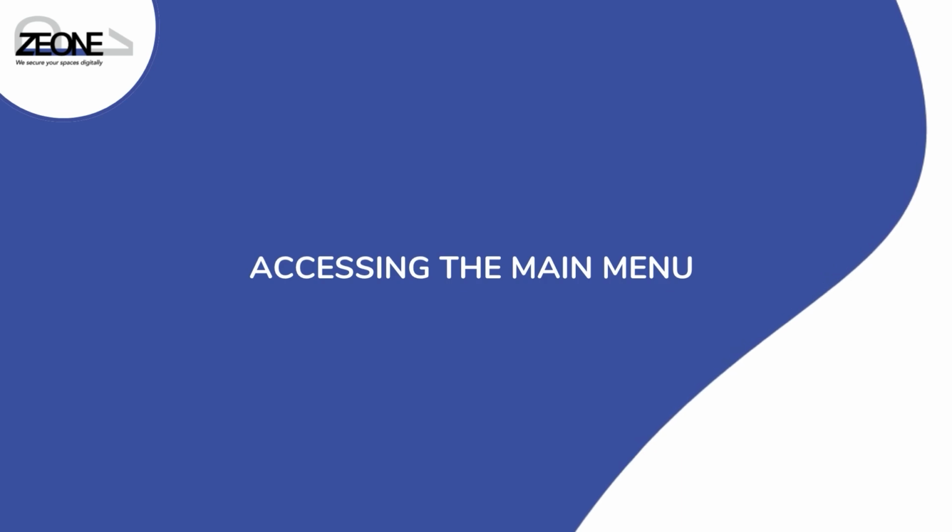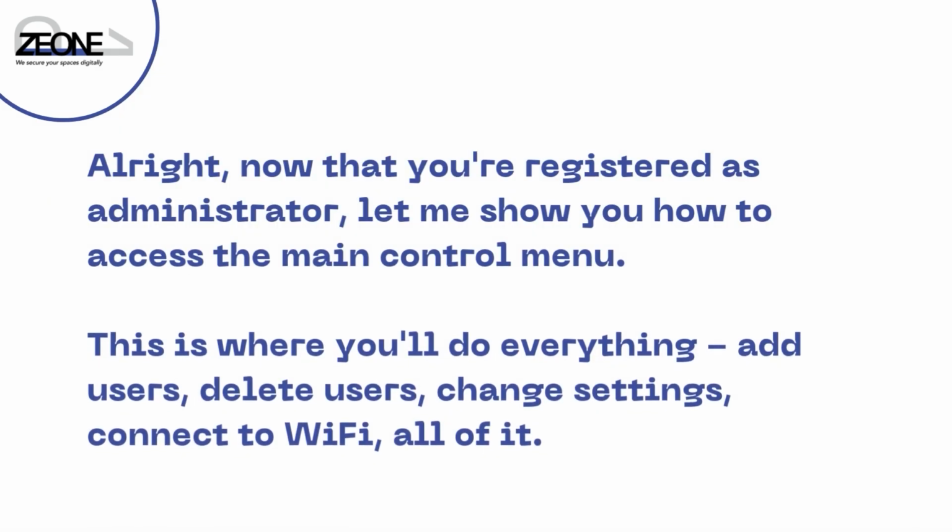Accessing the main menu. Alright, now that you registered as administrator, let me show you how to access the main control menu. This is where you'll do everything. Add users, delete users, change settings, connect to Wi-Fi, all of it.